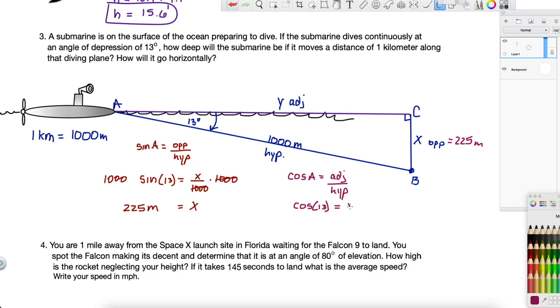The adjacent is y, and our hypotenuse is 1,000. We're going to multiply 1,000 to both sides. And you'll see it's pretty much the same as what we just did, except we're using a different function here. We're using cosine instead of sine.